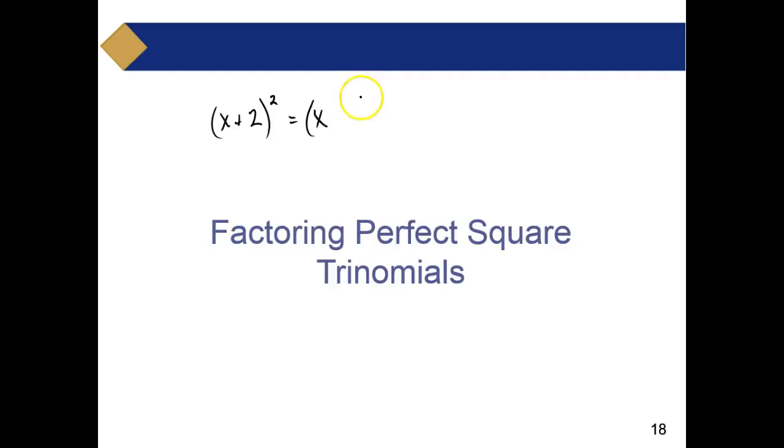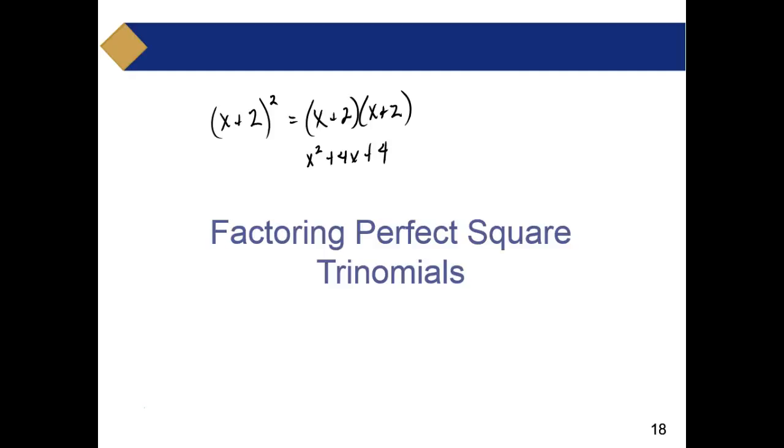What do we mean by squaring? X plus 2 times x plus 2. And when you square those, what do you get? X squared plus 4x, excellent, plus 4. Fantastic. Okay? Now, this is what we call a perfect square trinomial, because it is a trinomial, 3 terms, and it comes from squaring a binomial, a perfect square trinomial.